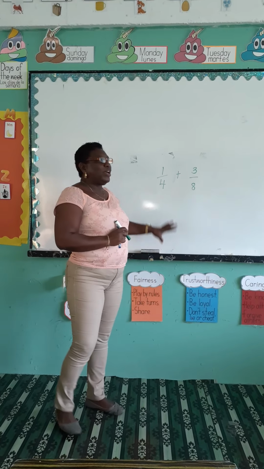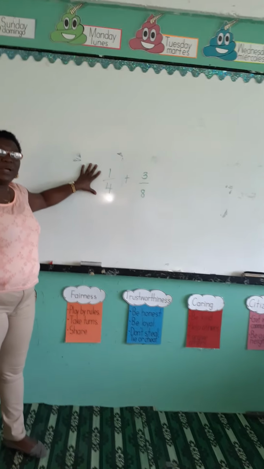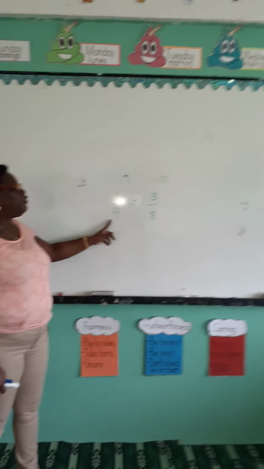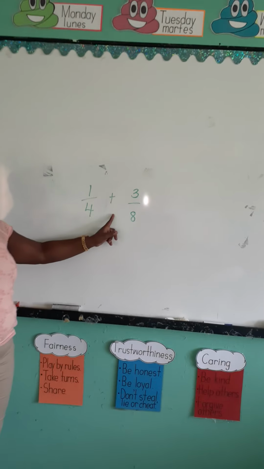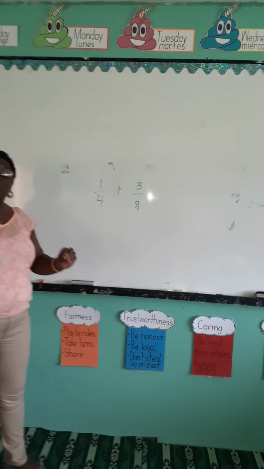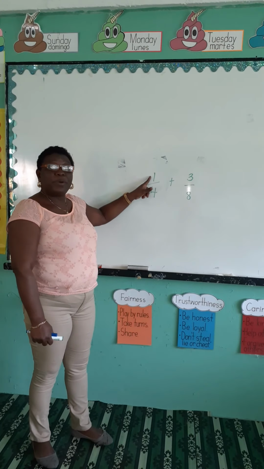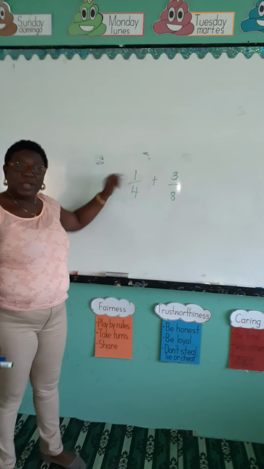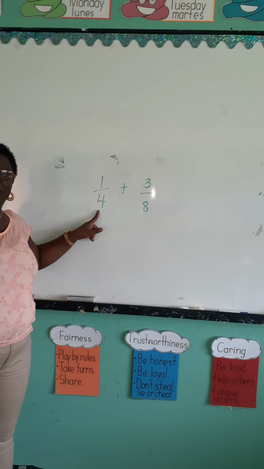I want you to look at this chartboard. Look at the two fractions. I have 1/4 plus 3/8. If you notice, there are two parts to a fraction. You have the top part that we call the numerator, and the bottom part that is the denominator. I know you can remember that.